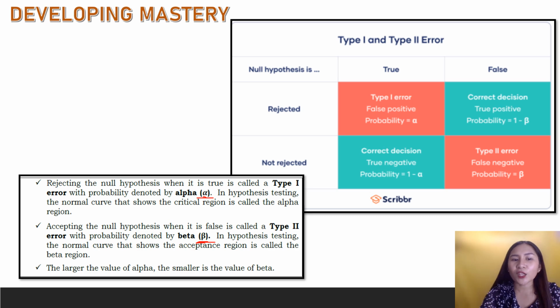The larger the value of alpha, the smaller the value of beta. Vice versa, the larger the value of beta, the smaller the value of alpha. Okay?